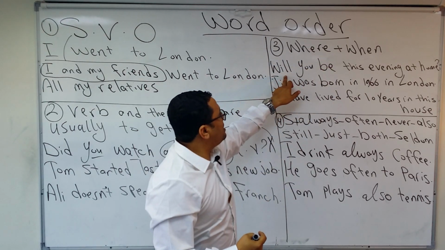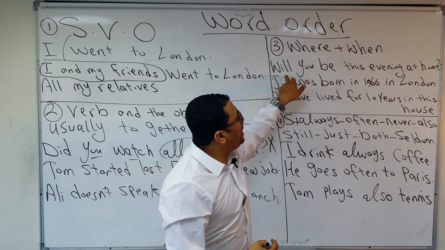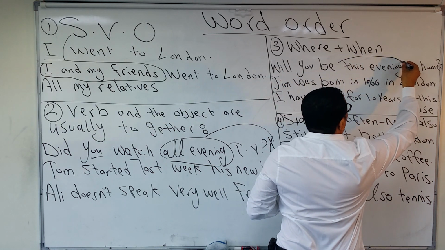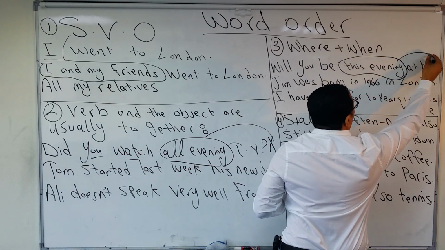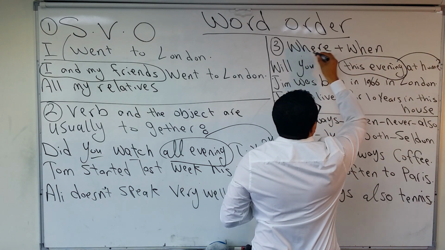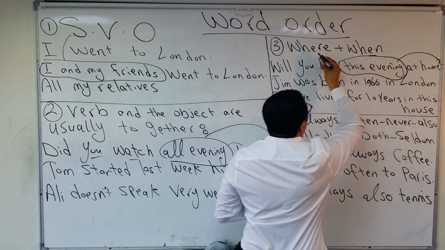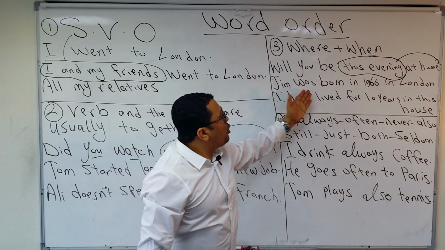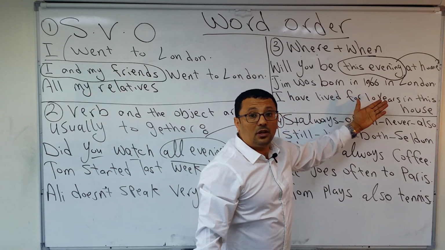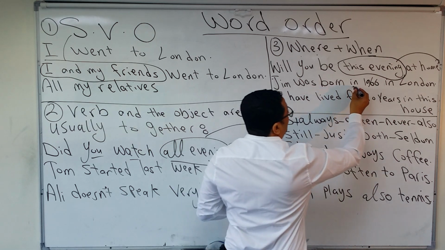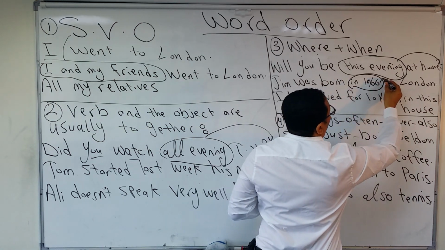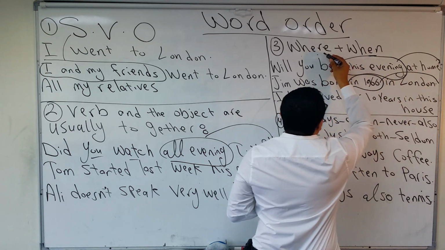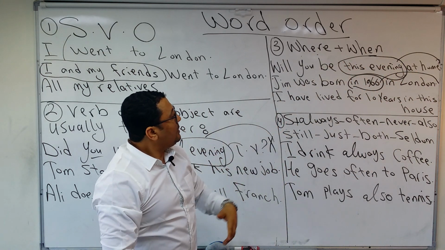So the same example here in the question: Will you be at home this evening? This evening comes after at home, because this evening is when, and when comes after where. In example number 2, Jim was born in London in 1966. Of course, 1966 will come after, because it is when, it's time, and time comes after place.